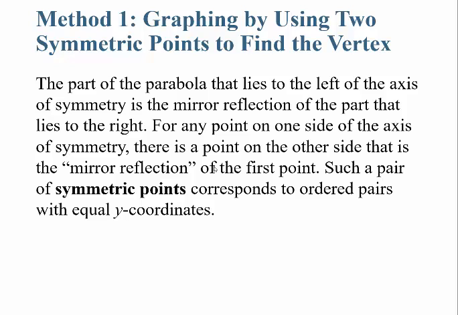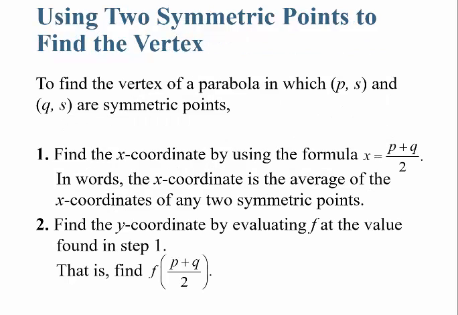The part of the parabola that lies to the left of the axis of symmetry is the mirror reflection of the part that lies to the right. What we're saying here is that for any point on one side of the axis of symmetry, there's a point on the other side that is a mirror reflection of the first point. Such a pair of symmetric points have corresponding ordered pairs where their y values are equal. So their y values are the same, but their x values are different. Make note of that. The y value is the same, the x value is different.